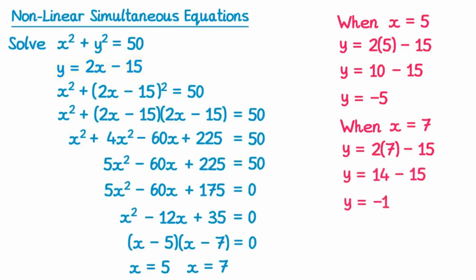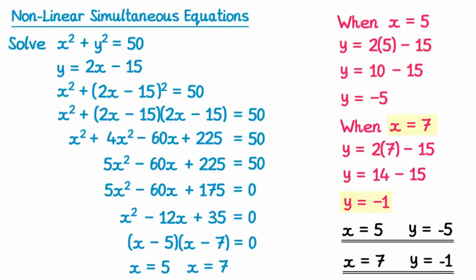So we've now found the two solutions. We've got the first one when x equals 5 and y equals negative 5. So x equals 5, y equals negative 5. And the second one was when x equals 7, y was negative 1. So when x equals 7, y equals negative 1.